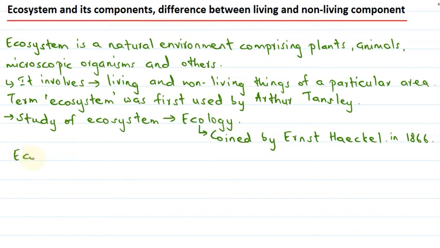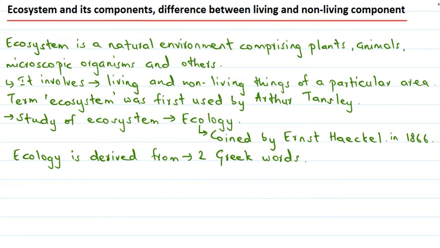The word ecology is actually derived from a combination of two Greek words. So what are they? One is oikos. What does it mean? It means house. And the other term is logos. Logos means study. So ecology is derived from these two Greek words, oikos, which means house, and logos, which means study. Okay, so this is about ecosystem and ecology.